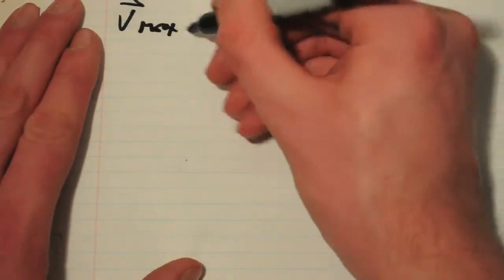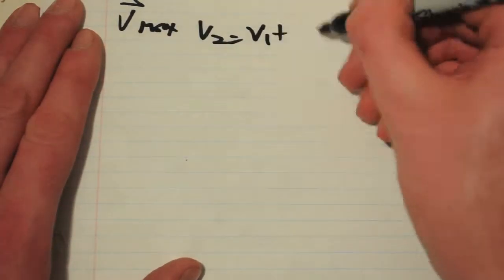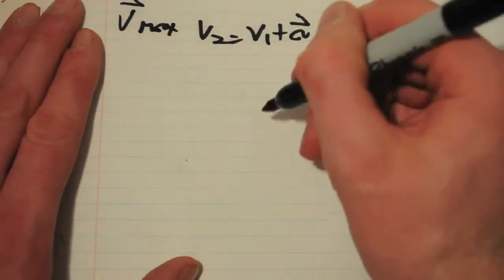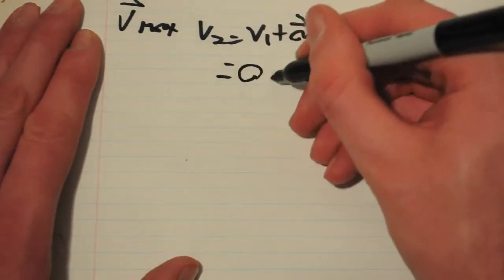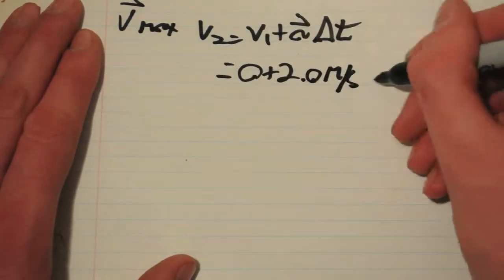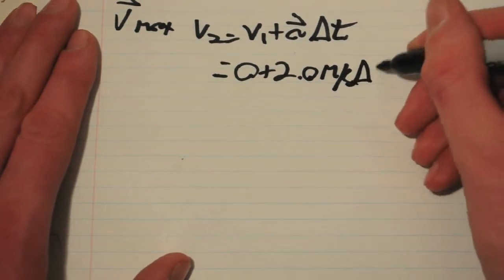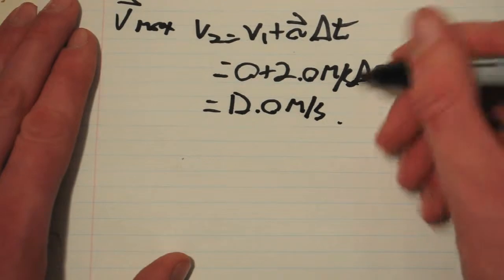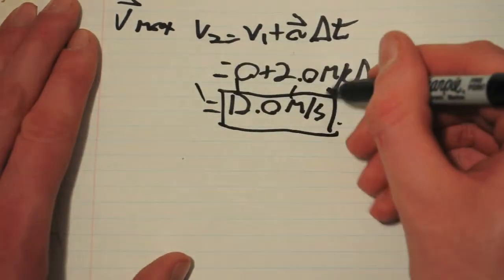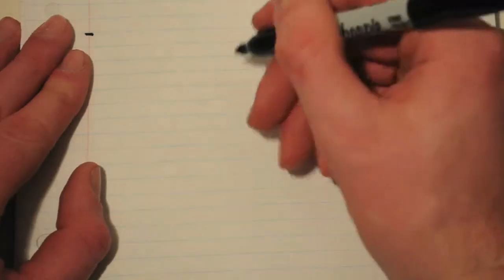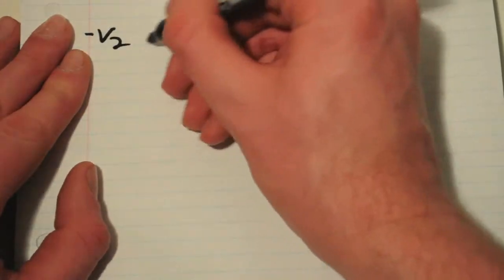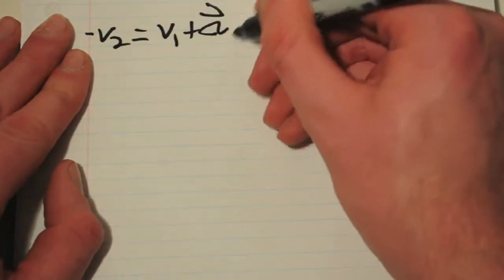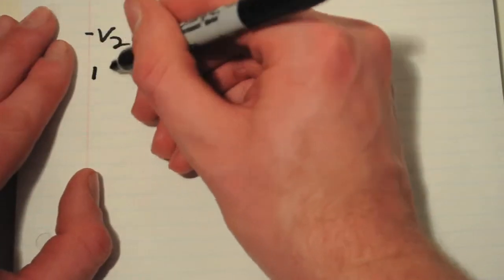Alright, so we're going to find the maximum velocity. That's v2 equals v1 plus acceleration times delta time. Next, 0 for v1, since we're starting at 0, 2 meters per second squared for 6 seconds. Next, 2 meters per second squared times 6 seconds is 12 meters per second. It's our maximum speed.